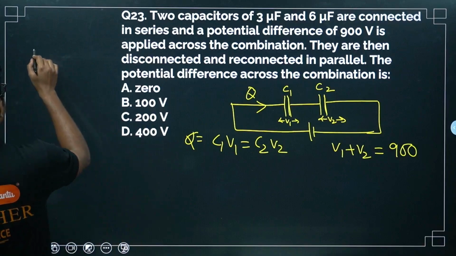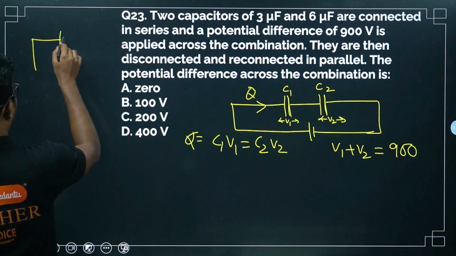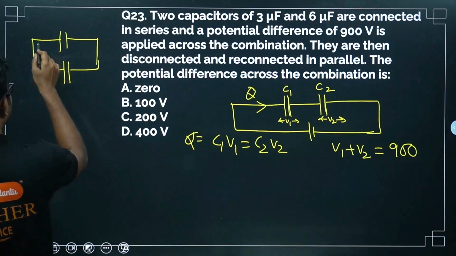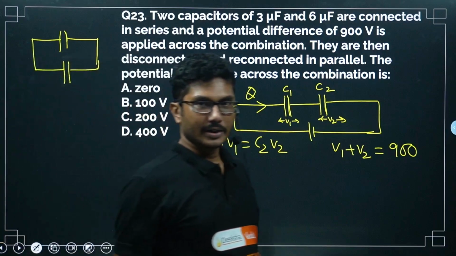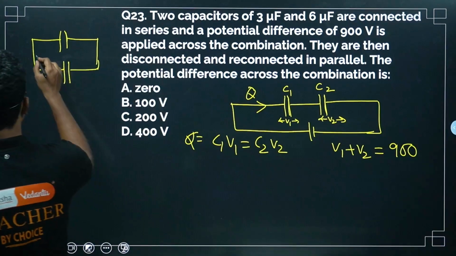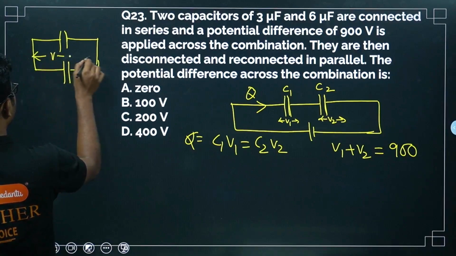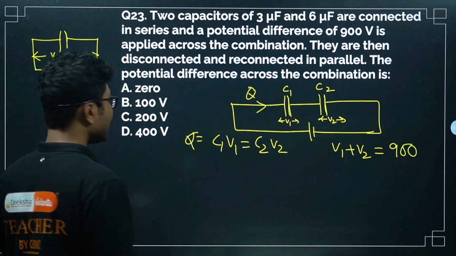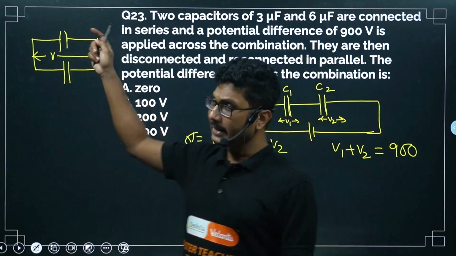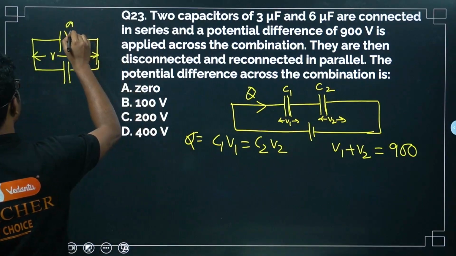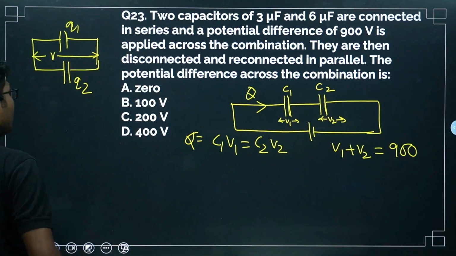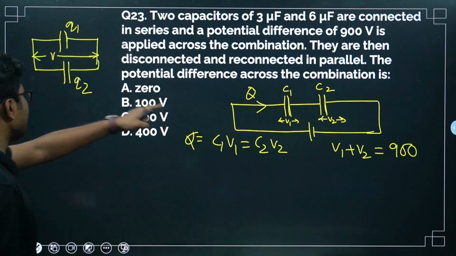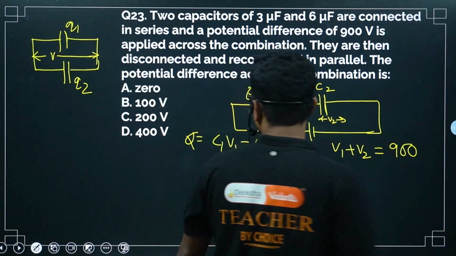Now once they are connected in parallel, there is no external battery involved here. In this case, the total charge will be redistributed till they achieve the same constant voltage. In a parallel combination, the voltage is the same, but the charges will be different. Suppose this charge is Q1 and this charge is Q2, but the total charge will be conserved. Each of them had Q charge, so the total charge is 2Q in this system. Here it is Q1 plus Q2.